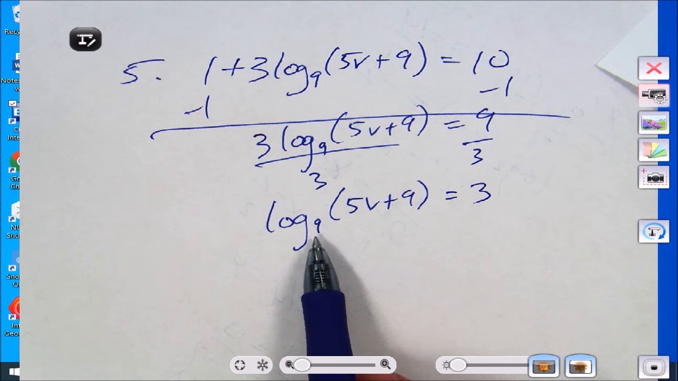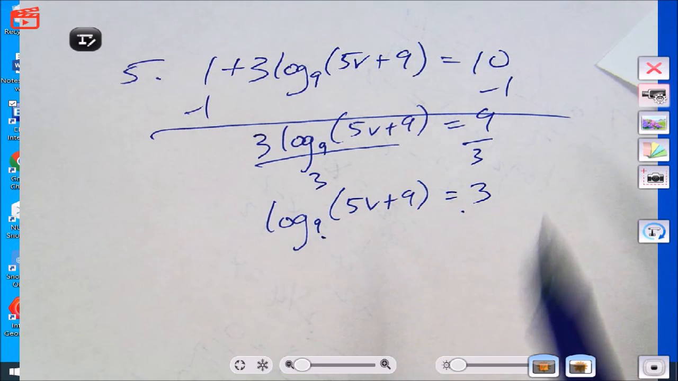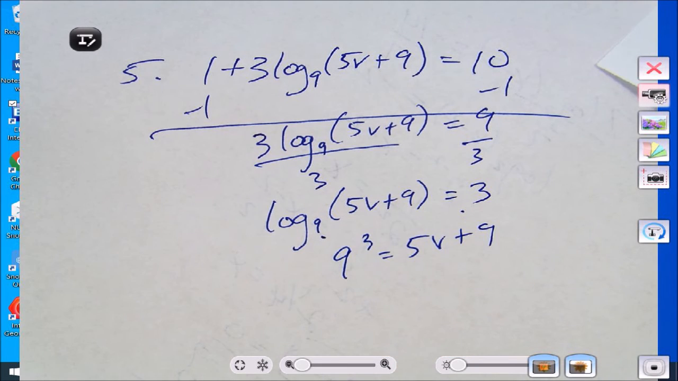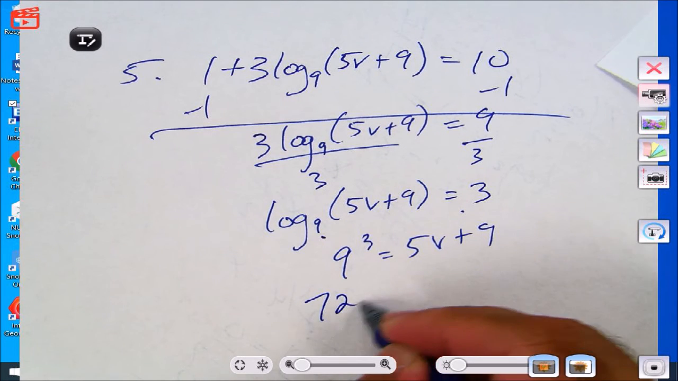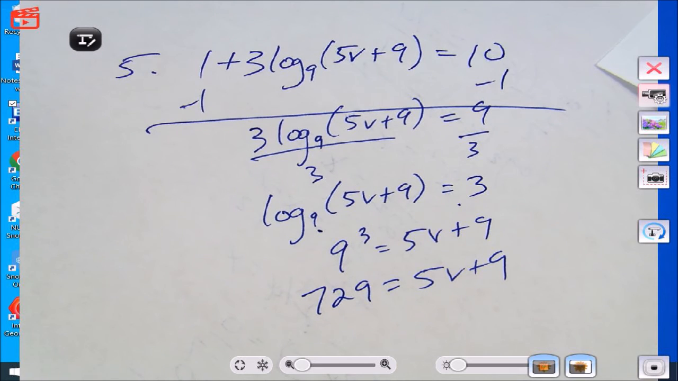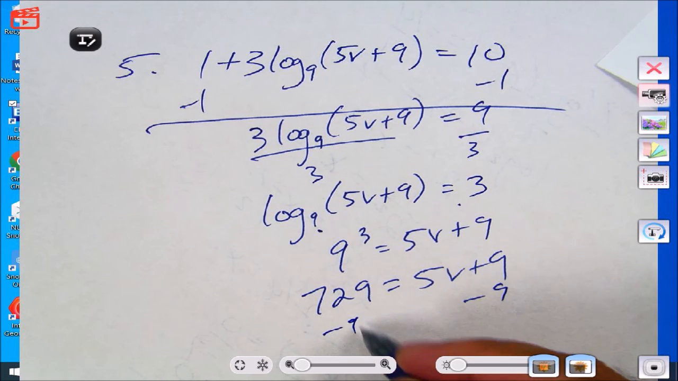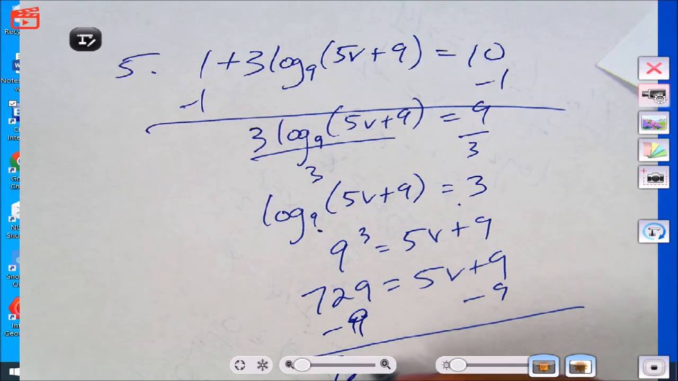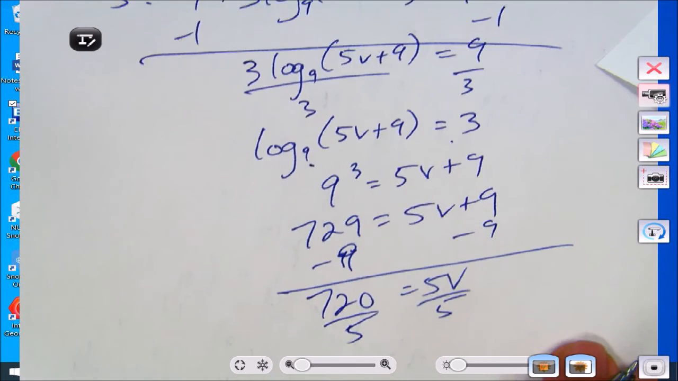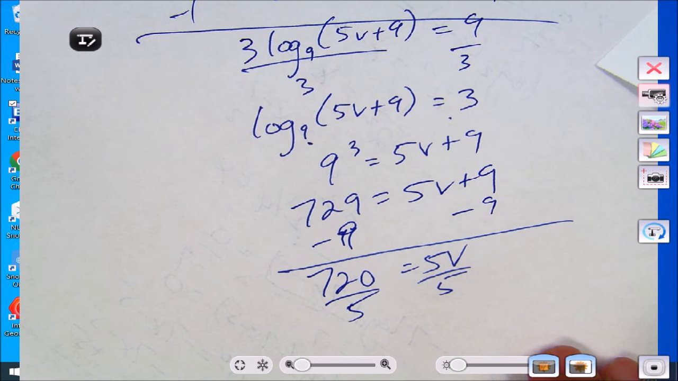So now I'm going to do 9 to the 3rd equals 5b plus 9. 9 to the 3rd is 729. I only know that because you're not the first person to ask me to do this problem. Subtract 9 from both sides. So that's 720 equals 5b. Divide by 5. Is that 144? Yeah, 144.